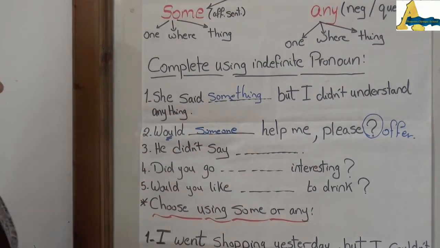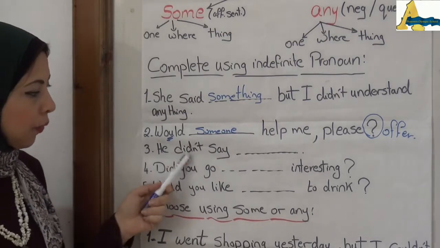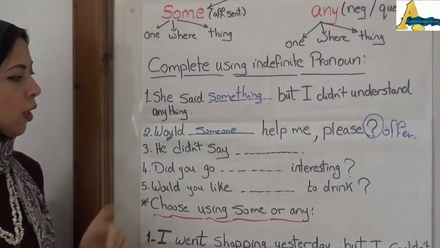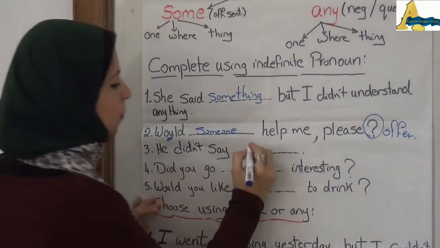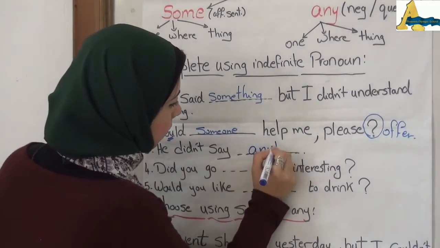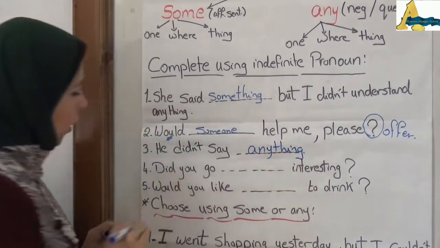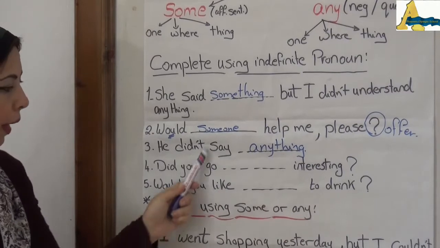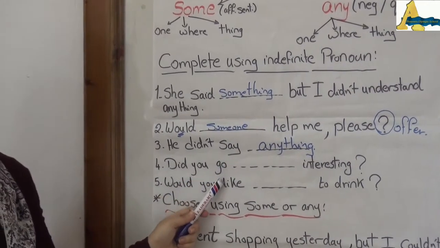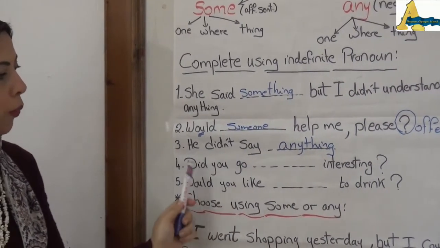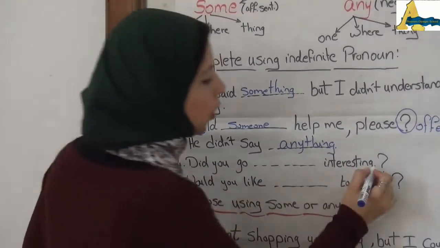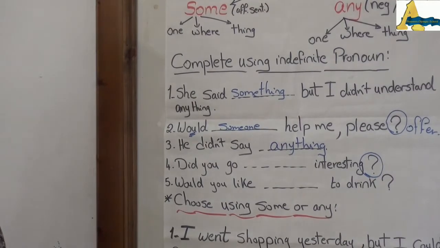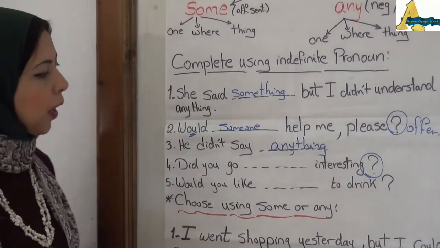Number 3, he didn't say dots. We have here negative form, so we're going to use, yes, any. So he didn't say anything. Number 4, did you go dots? Interesting. So here we have go, so we are asking for a place. We have a question mark, so we are going to use what? Yes, we are going to use any for the negative and the question form. So did you go anywhere?